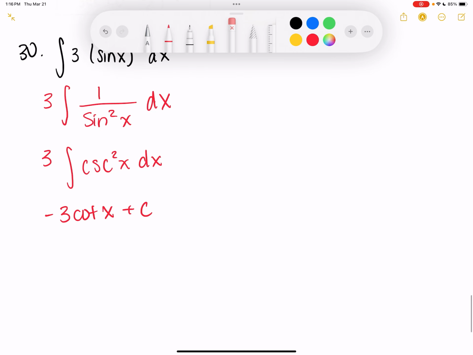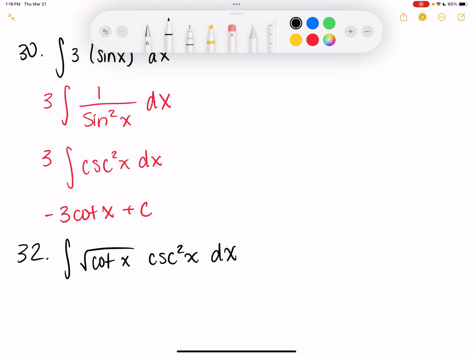This one looks interesting. I'm trying to do as many with you as I can so that you get used to it, because they can all just be very different. All right, this one is the square root of the cotangent of x times cosecant squared of x dx.